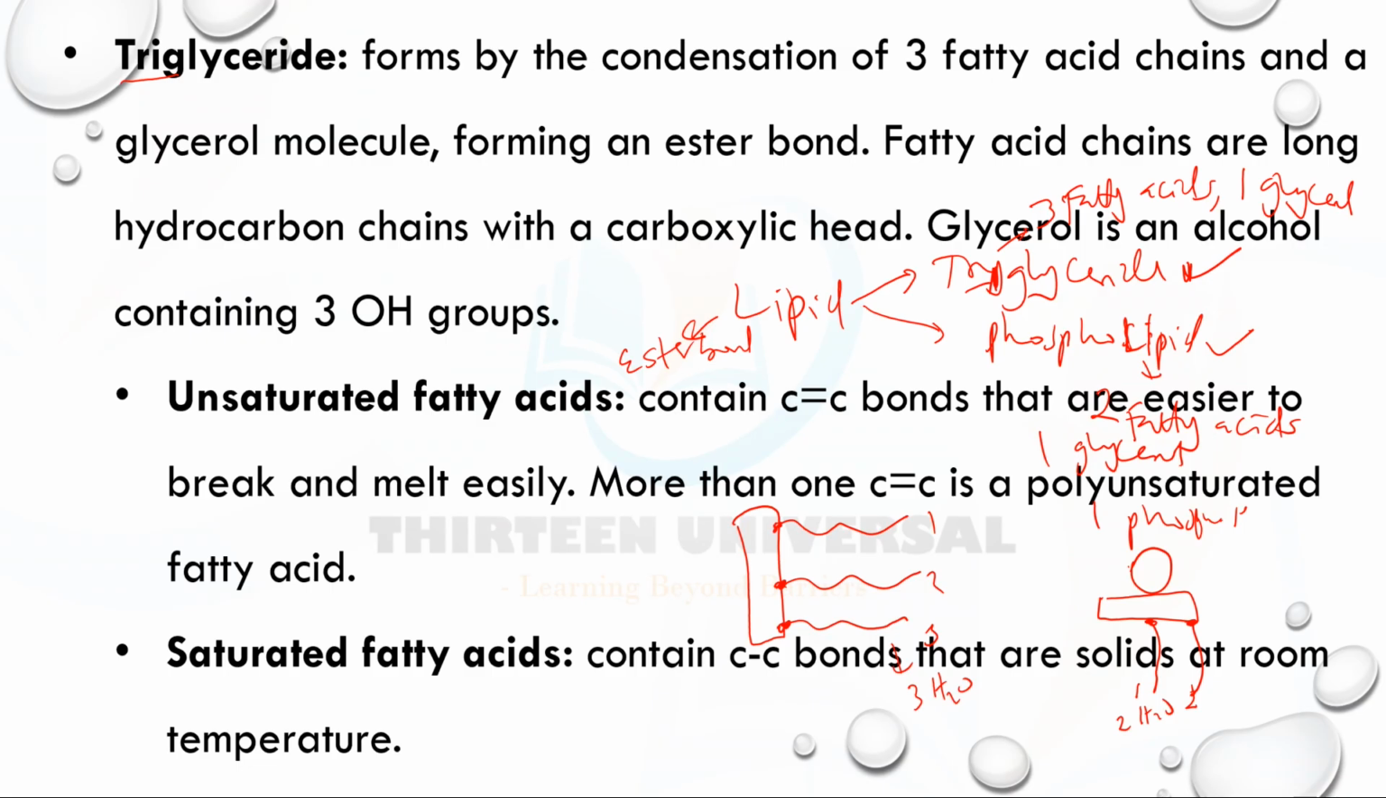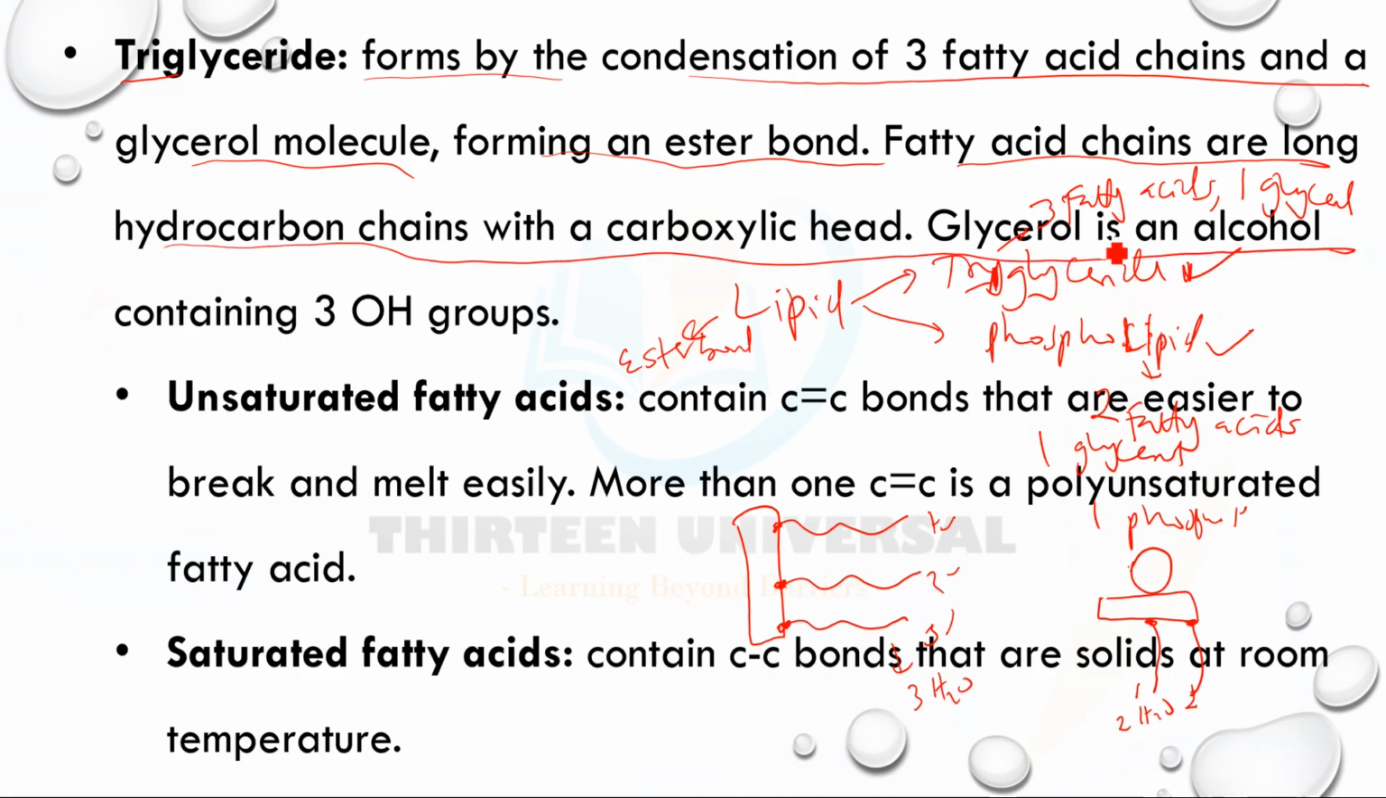But just as a word of introduction, just know that triglycerides are formed by the combination of 3 fatty acid chains and a glycerol molecule. Fatty acids 1, 2, 3, forming ester bonds. Fatty acid chains are long hydrocarbon chains with a carbonyl head. Glycerol is an alcohol containing 3 OH groups. Don't forget that.